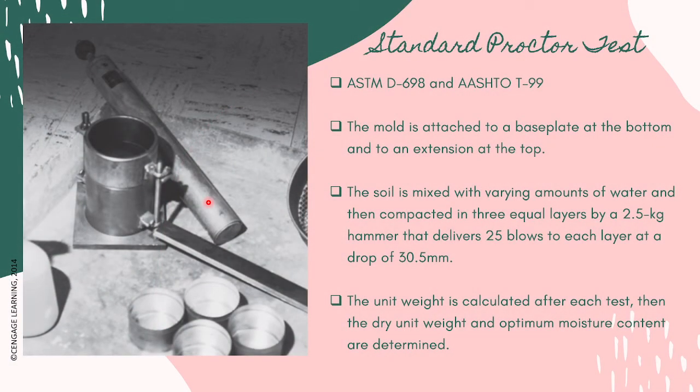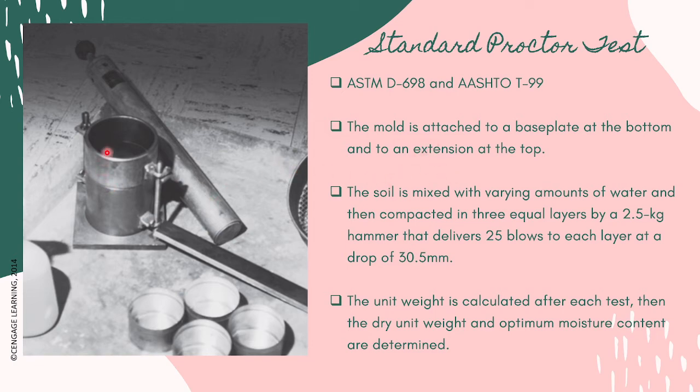So now let's proceed to the standard Proctor test. So the standard Proctor test is used in defining the maximum dry unit weight and the optimum moisture content of the soil in the laboratory. So it is under the ASTM designation D698 and AASHTO test designation P99.